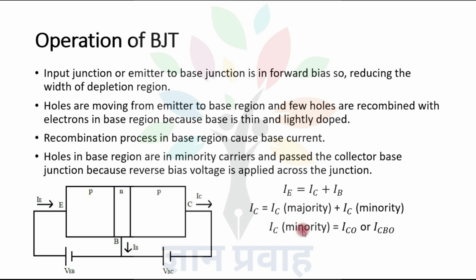So minority charge carriers are also represented by ICO or ICBO. ICBO simply shows collector to base current when the emitter is open. So this one is the condition when we are not applying any voltage here, or the emitter side is open. Ideally, current should be zero in this loop. But practically, due to minority charge carriers, this current is not zero. And there is some current, and this current is called minority charge carrier current. And it is represented by ICBO or ICO, collector current when the input side is open.